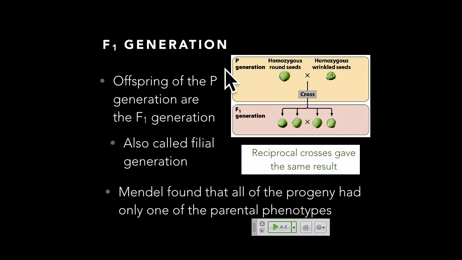All right. The F1 generation gets its name from the filial generation. So this is the cross. He started with what he called true breeding parents. What did he mean by that? Well, he had no idea what homozygous and heterozygous meant.